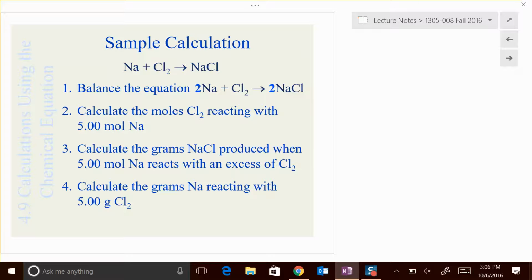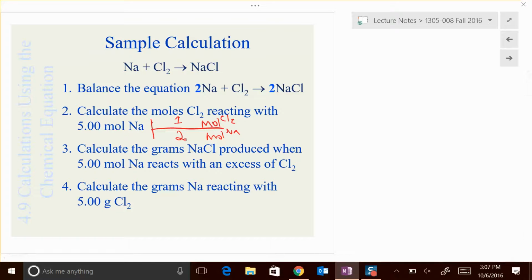Okay, so I'm starting with 5 moles of sodium, and I'm going to go to the moles of chlorine from the moles of sodium. What number goes on top? 1. On the bottom? 2. Whoops, I'm sorry. Did I just... Yeah, no, I'm right. Okay.